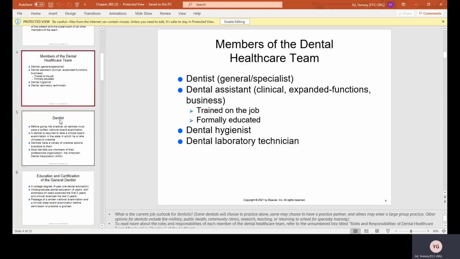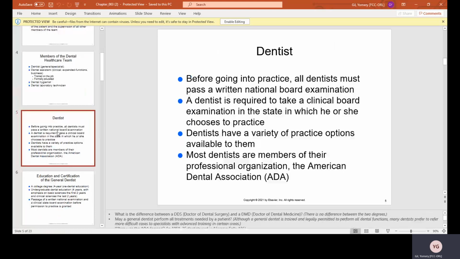So the dentist, before going into practice, all dentists must pass a written national board examination. The dentist is required to take a clinical board examination in the state in which he or she chooses to practice. So if they choose to practice, let's say in New York, the board exam that they have to take in New York might be different than the one that they would have to take in Texas or Florida or another state in order to practice.